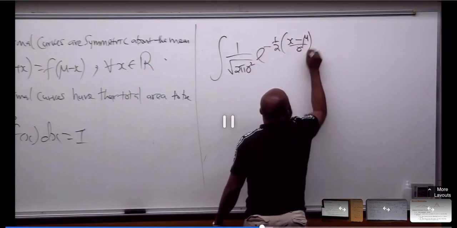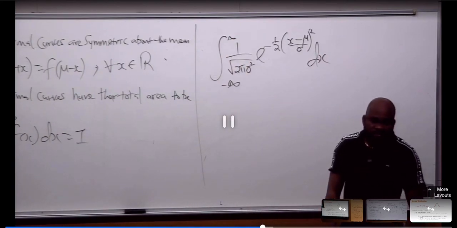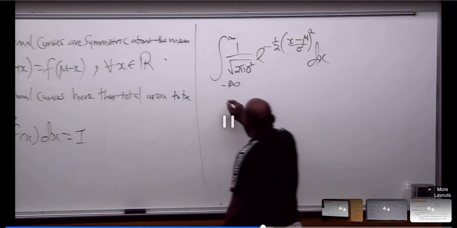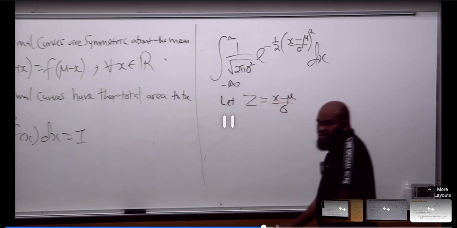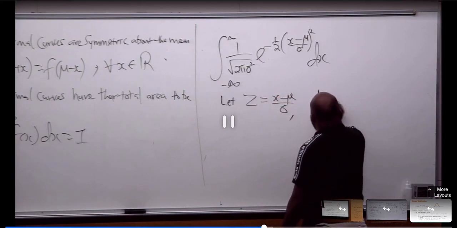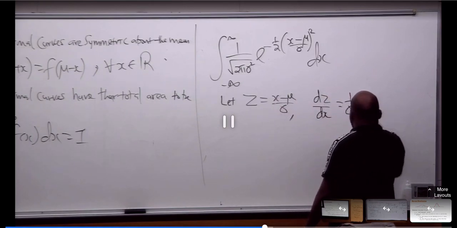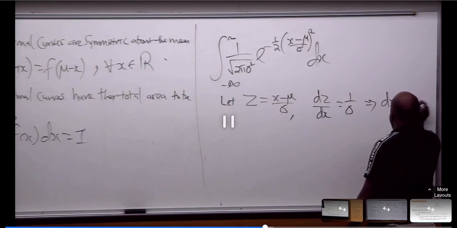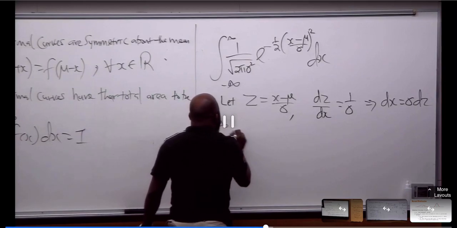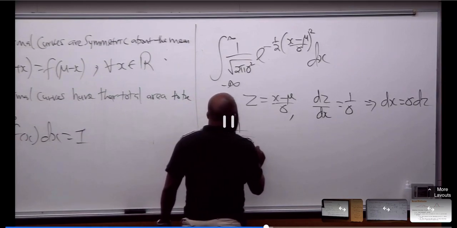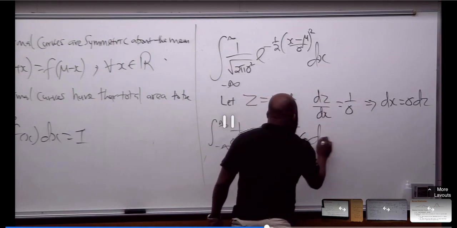How am I going to prove that this is going to be equal to 1? Okay, I told you. When I take a look at this, I can let z be x minus mu over sigma. If that happens, dz is going to be dx over sigma, and that implies dx equals sigma dz. Now when I come back here, negative infinity to infinity, 1 over sigma root 2 pi, and this is z squared, and instead of dx I have a sigma dz. So these cancel.